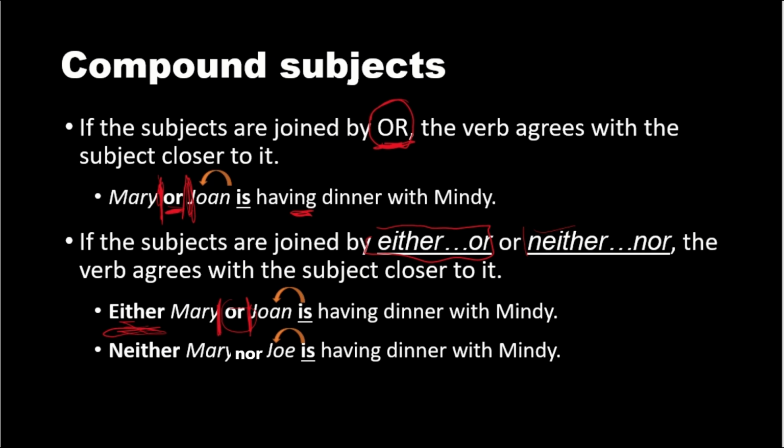Same thing with the other phrase. Neither Mary nor, and nor, folks, you can already see the or is already in there, nor Joe is having dinner with Mindy. So same concepts. When you see the coordinating conjunction or, or the coordinating phrases either or, neither nor, you know that the verb is going to be in line with whatever subject is closest to it.